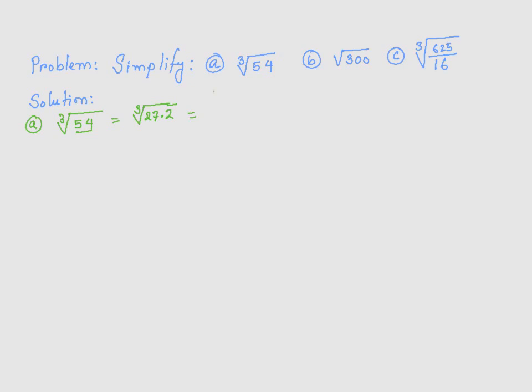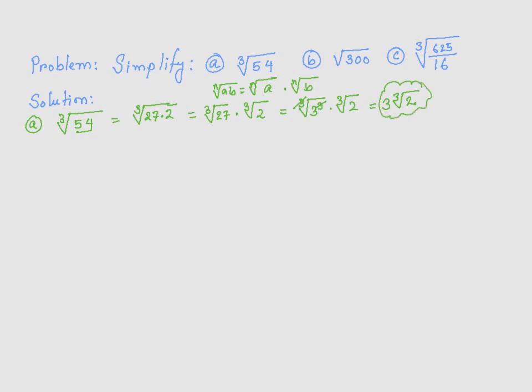Now by using the property nth root of AB is equal to nth root of A times nth root of B, I could rewrite it as cube root of 27 times cube root of 2. Now cube root of 27 I could further simplify to 3 cubed, times cube root of 2. Now this cube and cube root are going to cancel out. That's going to just give me 3 times cube root of 2, and that's all. We cannot simplify cube root of 2, so that would be our final answer.